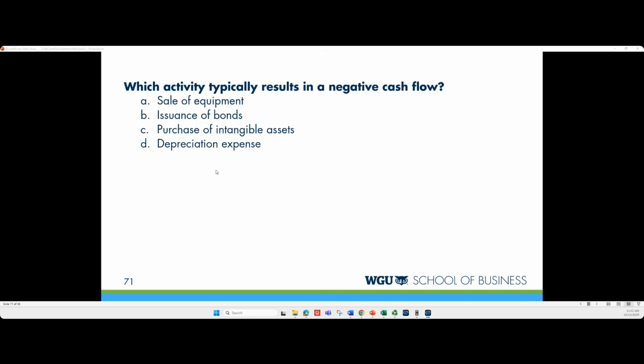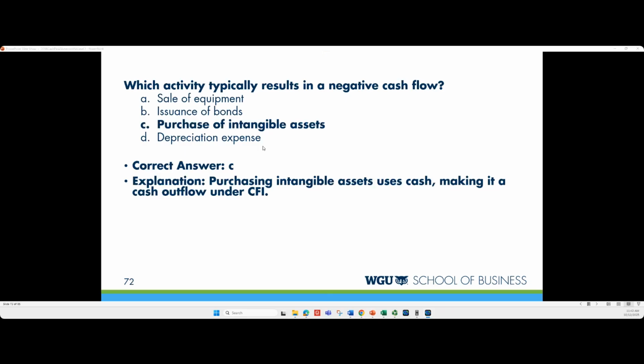Okay, which of these activities typically results in a negative cash flow? Okay, and that is going to be the purchase of an intangible asset because it's going to take cash to perform that transaction. And it's going to show up as a cash outflow under our cash flow from investing.